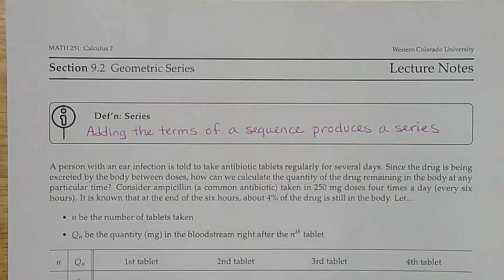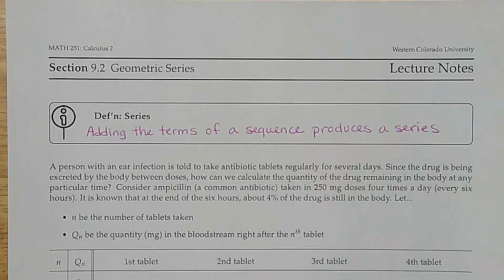Welcome back. Recall from section 9.1 that a sequence is a list of terms, so it's a set of numbers separated by commas. What we're going to do is take each of those terms, or each of those numbers, and add them up. So adding the terms of a sequence produces a series.